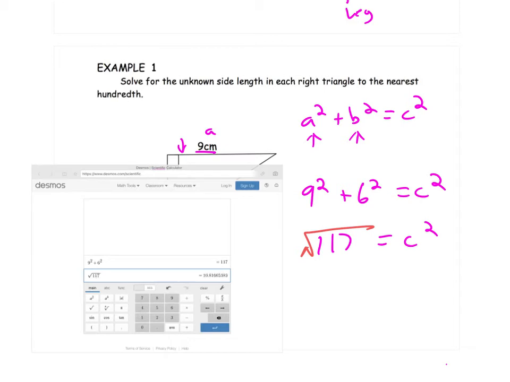And that's going to give me this crazy decimal. That's okay, because remember it said round to the nearest hundredth. So I'm going to say 10.82 will be equal to c. And that's my answer: 10.82.